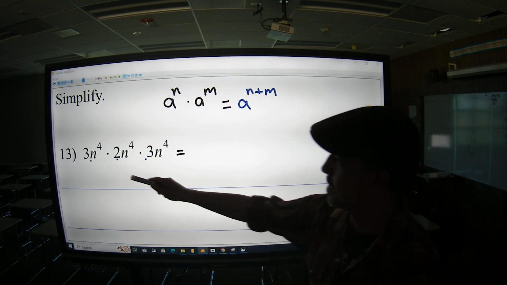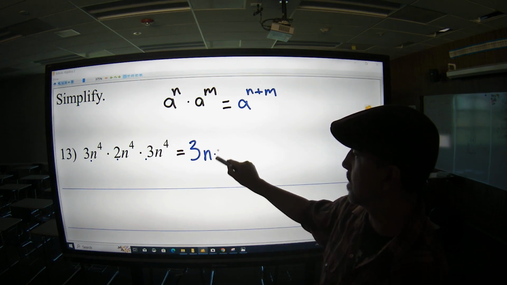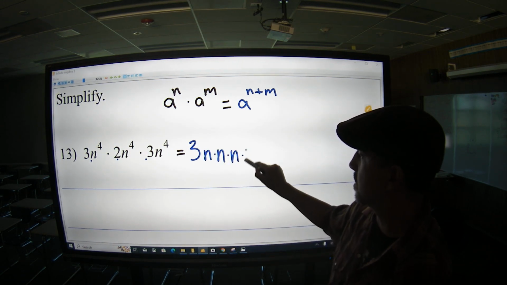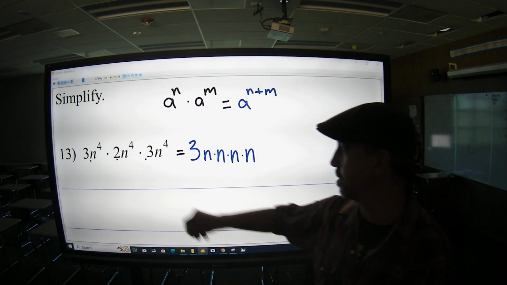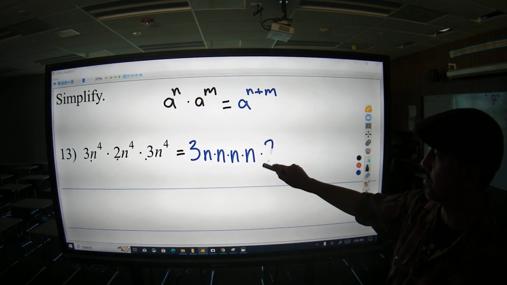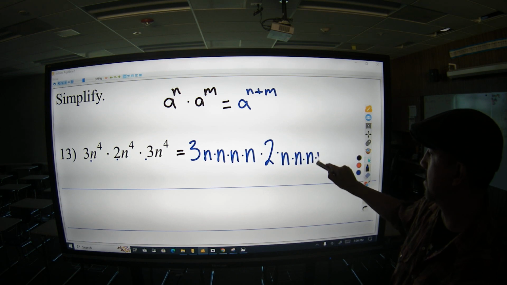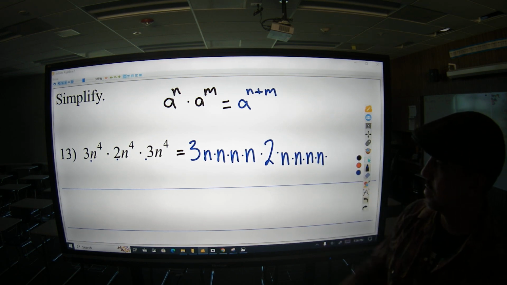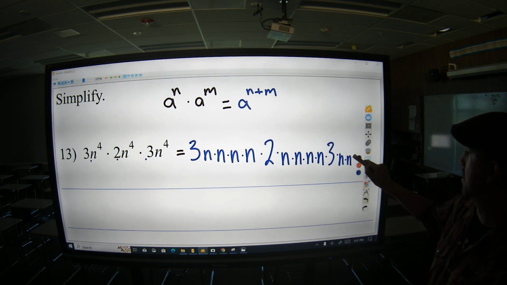So think about what this means. This means 3 times n times n times n times n. You can see if I write all these n's, we're going to have a lot of n's up here, but let's continue, okay? And if I did it again, this means multiply that by 2, by n, by n, by n, by n. And then last, I have to have a 3, and then I'll have to have 4 n's. So n times n times n times n, okay?